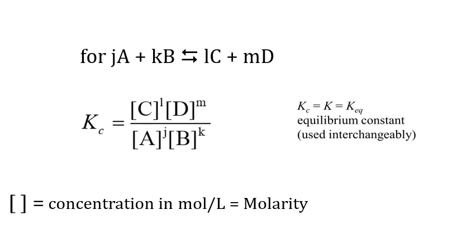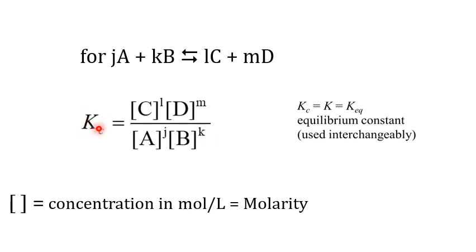Another example, for a generic equation, we can write the equilibrium constant K by looking at the coefficients here. We have two products and two reactants. So equilibrium constant Kc, that small c represents the concentration. We can write the concentration of product C to the power of the coefficient L, and concentration of product D to the power M, which is the coefficient here, and concentration of reactant A to the power J, and concentration of reactant B to the power K.